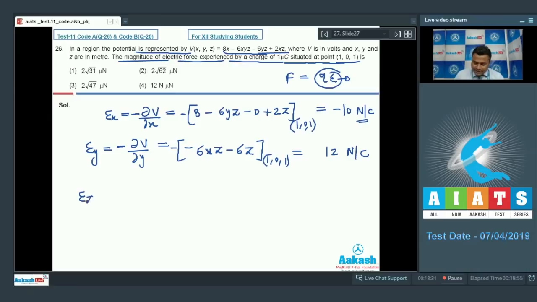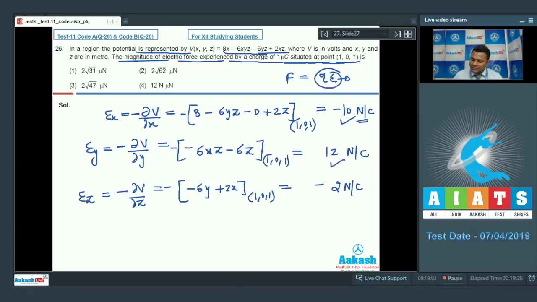Now similarly, let us calculate the z component of electric field, minus del V by del z, that is differentiating V with respect to z keeping x and y constant gets us minus 6xy plus 2x only, and this value at (1, 0, 1) will be minus 2 Newton per coulomb. So these are the x, y and z components of the electric field vector.